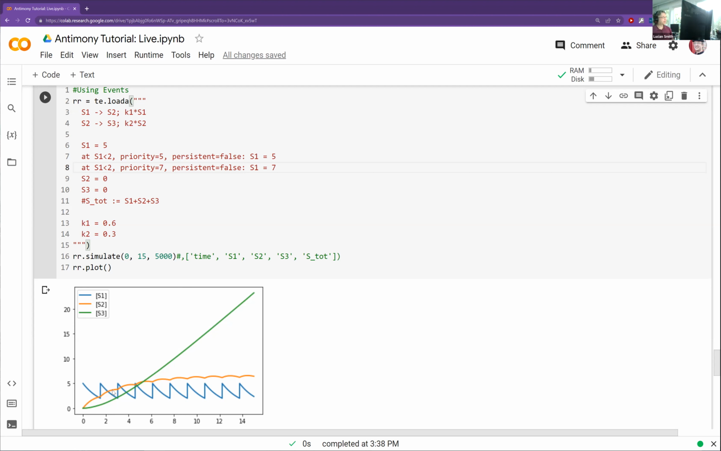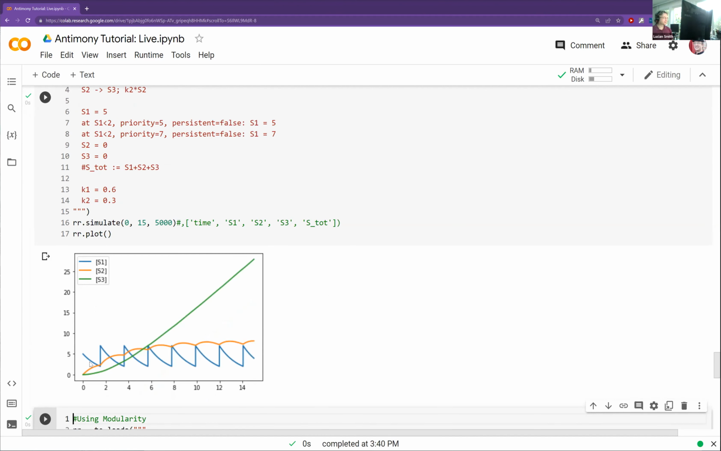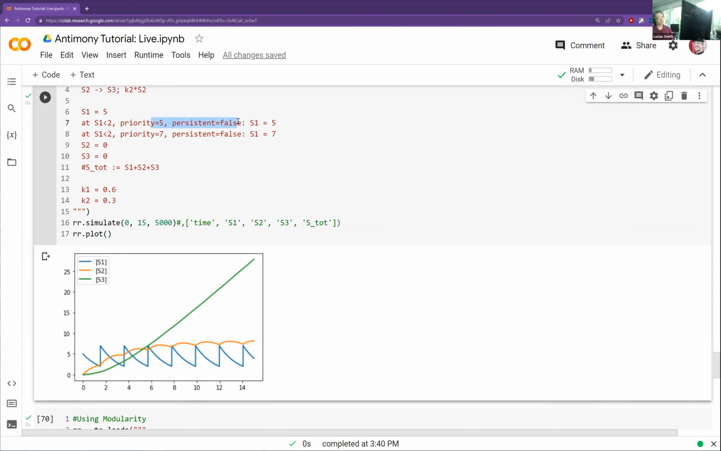So remember what happened before was that the 5 took precedence. Now the 7 takes precedence, and it goes to 7 every time. That's because it was priority 7, it set it to 7, and then in setting it to 7, it also turned off the other event because it was set persistent false. So it never gets overridden by the other event. That's kind of a lot to take in. Does that make sense?